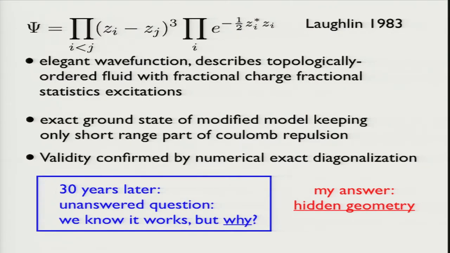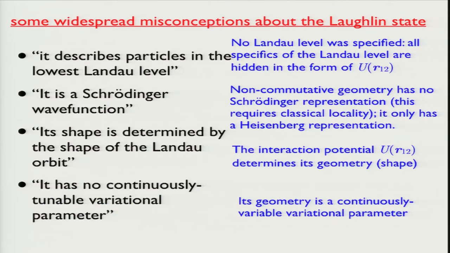And in fact, for the AKLT model, we've got various exact results for gaps and things. We have none of that yet for the Laughlin state because it's become such an intractable mathematical problem. But obviously, it's got such deep structure, it must be tractable in the final analysis. Okay, so what are the widespread misconceptions about the Laughlin state?